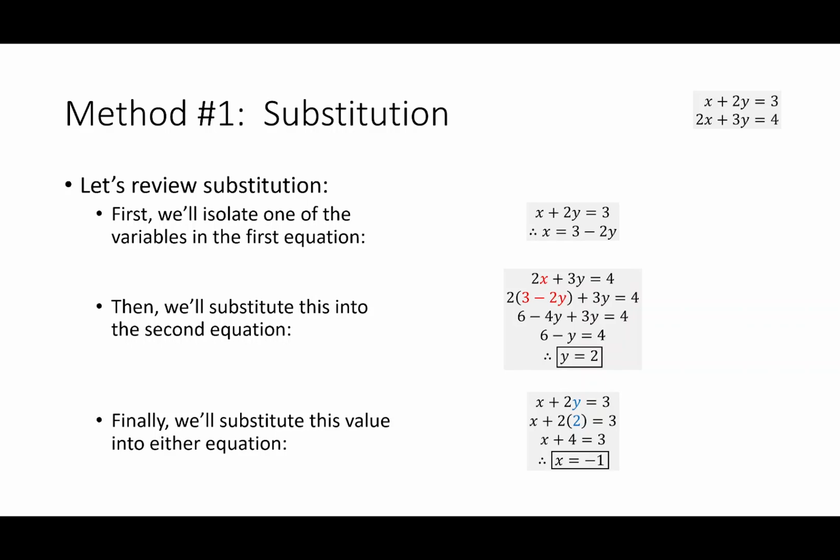And just take a look. So I have x plus 2y equals 3. That's -1 plus 2 times 2. That's 3. What about the second equation? Double this is -2. 3 times that is 6. 6 minus 2 is 4. There is only one pair of numbers that satisfies both equations. And that's the pair. Should be pretty straightforward, right? Okay, that's method 1. Here's method 2.